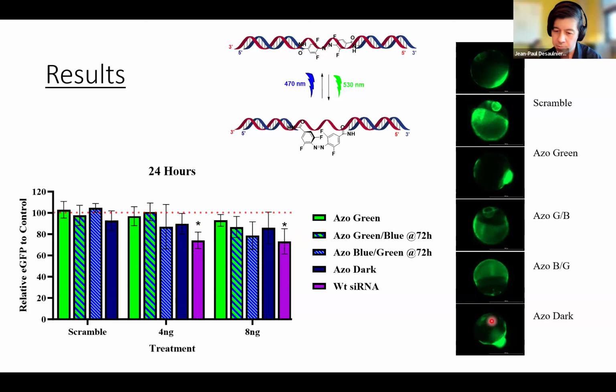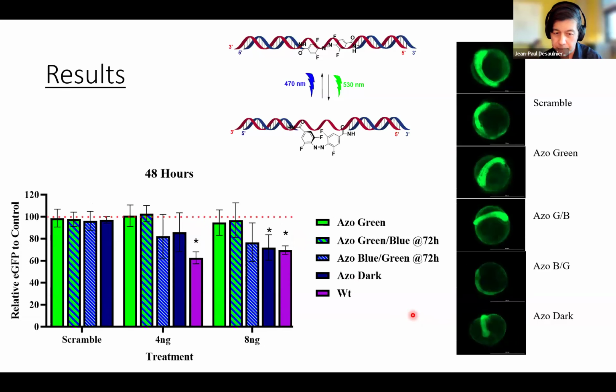And these all look pretty much the same because we're just at the start of the experiment. Now I'm changing to 48 hours. And what you can see now is a clearly defined reduction in wild type at 4 nanograms, 8 nanograms. And you start to see also downregulation of azo dark, okay? And you see downregulation also of azo blue at this concentration as well.